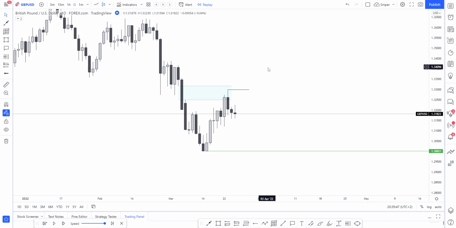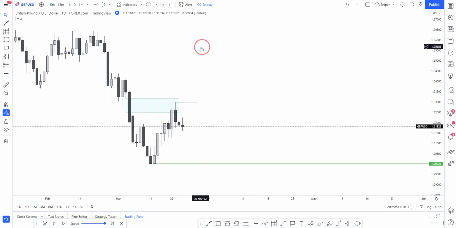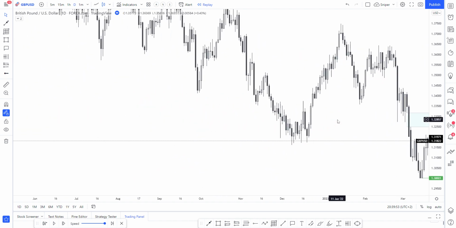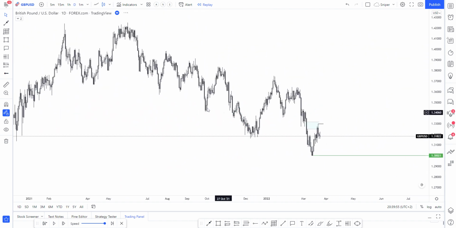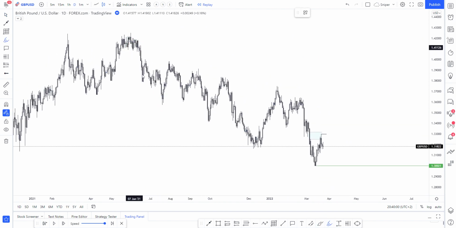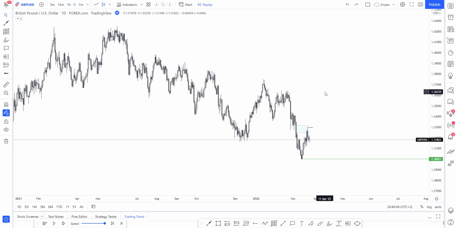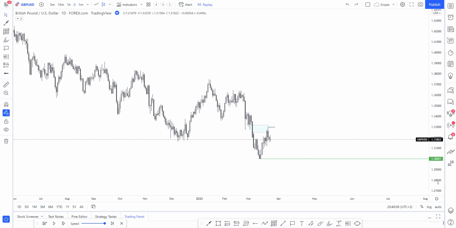So first of all, let's do the top-down analysis. So we can see from the daily we are in a downtrend. We really don't need to look too far back, but if we zoom out, it's very clear to see the price is moving towards the downside. We can see price trending towards the downside. So overall, just from a visual point of view, the structure is towards the downside.